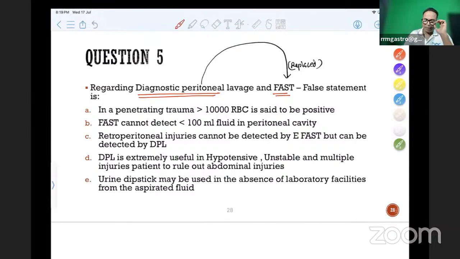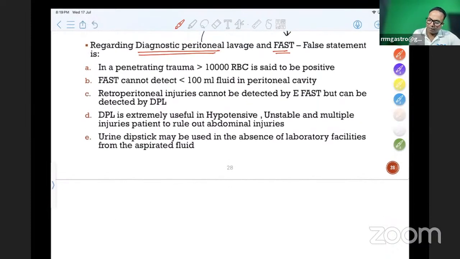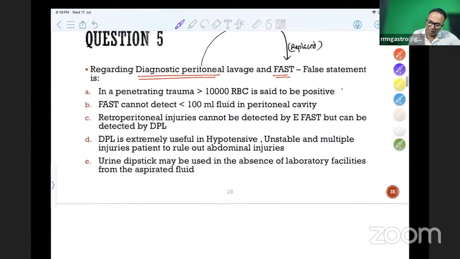So in a diagnostic peritoneal lavage, what are the things to be positive? Can you answer the question? In a penetrating trauma, more than 10,000 RBC is positive in DPL. FAST cannot detect less than 100 ml fluid. Retroperitoneal injuries cannot be detected by EFAST but can be detected by DPL. DPL is extremely useful in hypotensive, unstable patients with multiple injuries to rule out abdominal injury.